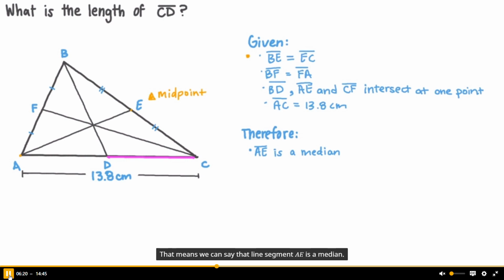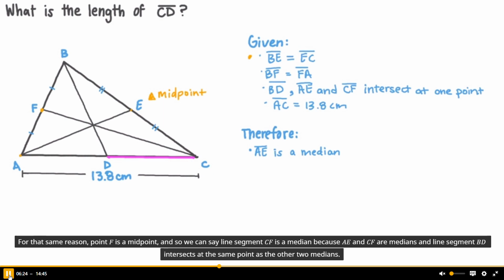AE is the median. That means we can say that the line segment AE is a median. For the same reason, point F is the midpoint, and so we can call line segment CF a median. Because AE and CF are medians, and the line segment BD intersects at the same point as the other two medians.